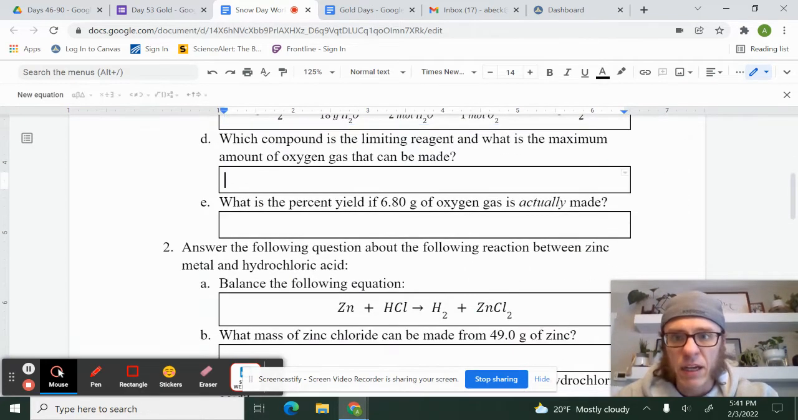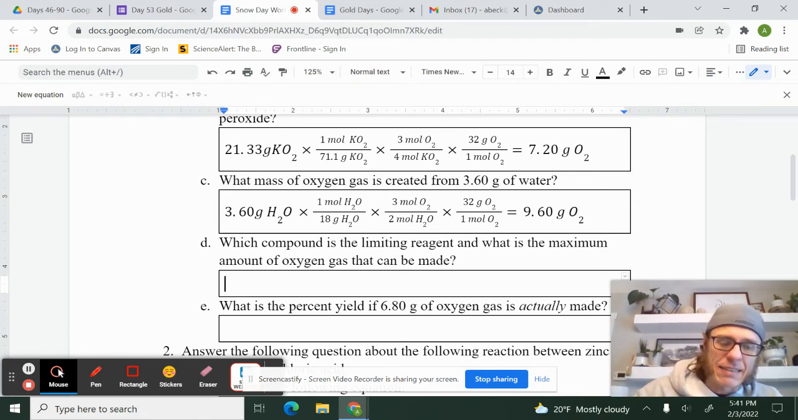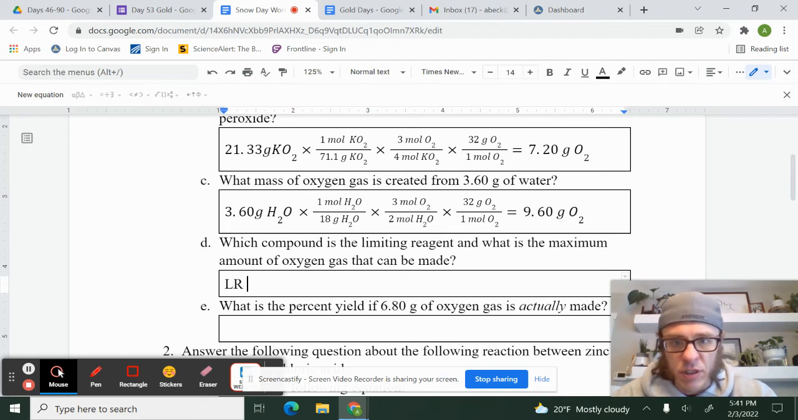As we move on down here, you say, which compound is the limiting reagent? The way that we identify the limiting reagent is we see which one makes the least amount of product, the smallest amount. So when I look at these, my limiting reagent is going to be KO2, because it can make the least. So the maximum amount of oxygen gas that I can create is 7.20 grams of O2. There you go.